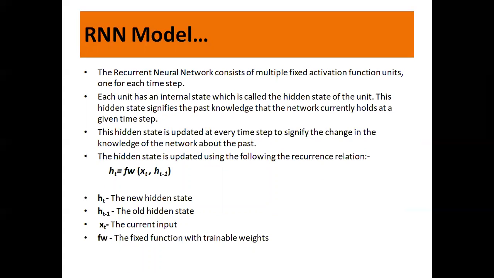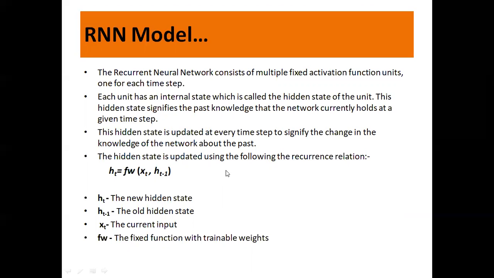Now, the recurrent neural network consists of multiple fixed activation function units, one for each time step, right? Each unit has an internal state, which is called the hidden state of the unit. This hidden state signifies the past knowledge the network currently holds at a given time step. It has the past knowledge as well as the current knowledge. So this hidden state is updated at every time step to signify the change in the knowledge of the network about the past.